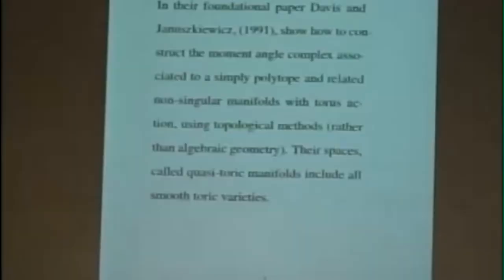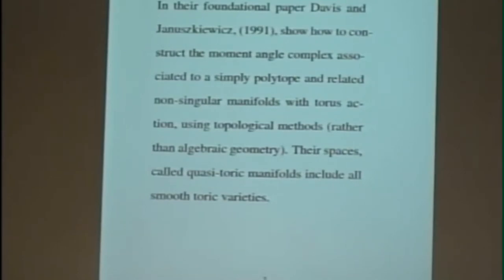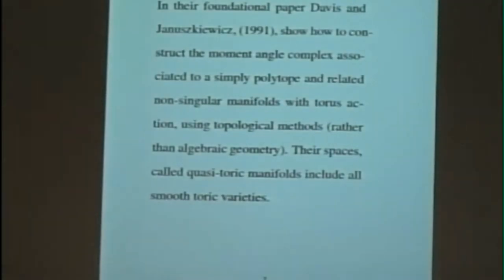In any case, the talk is going to be about the foundational work of Davis and Januszkiewicz. They gave an algebraic way of dealing with smooth toric varieties. What they did is they constructed something called the moment-angle complex, which is a manifold, and found a free action of a torus on this manifold, modded out by that action, and in that family of manifolds that were generated, all the smooth toric varieties appeared, as well as other manifolds.